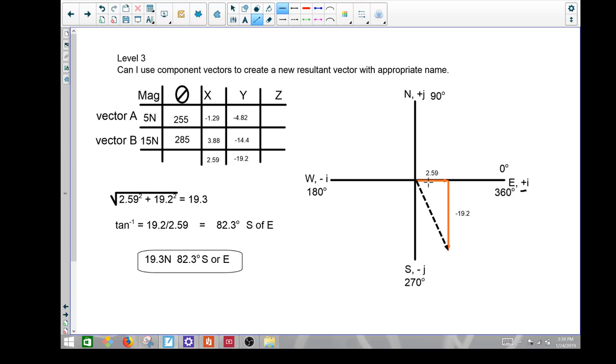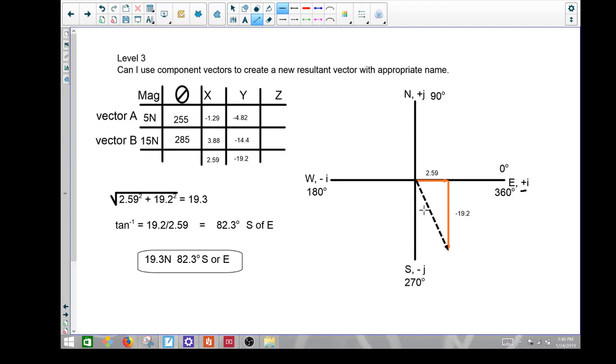This is short. This guy is not much longer than the 19.2, in fact only 19.3. And you'll see my angle here is actually 82.3 degrees south of the east mark. This angle right here will be subtracted from 90. It could be 82.3 minus 90. I should be able to do that in my head.